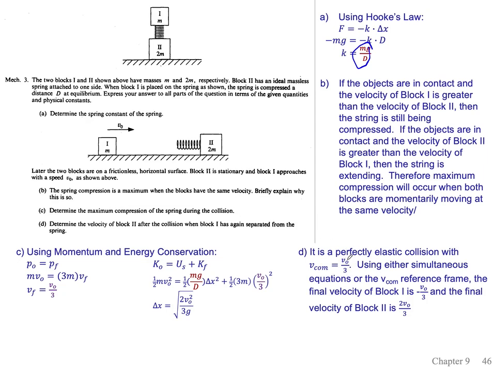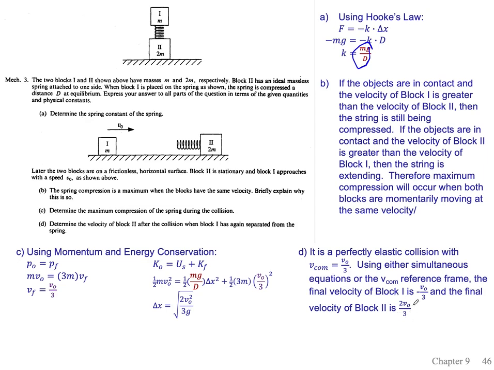If the center of mass is moving this fast, that means beforehand this object is approaching it at 2/3 of that, which means afterwards it needs to be moving away at, I may have done my math wrong down here. It needs to be moving away at 2/3. Oh wait, no, it's right. But since my velocity is moving that way, the velocity of object 1 should be negative v0 over 3. And likewise, by similar logic, block 2 should be 2v0 over 3.